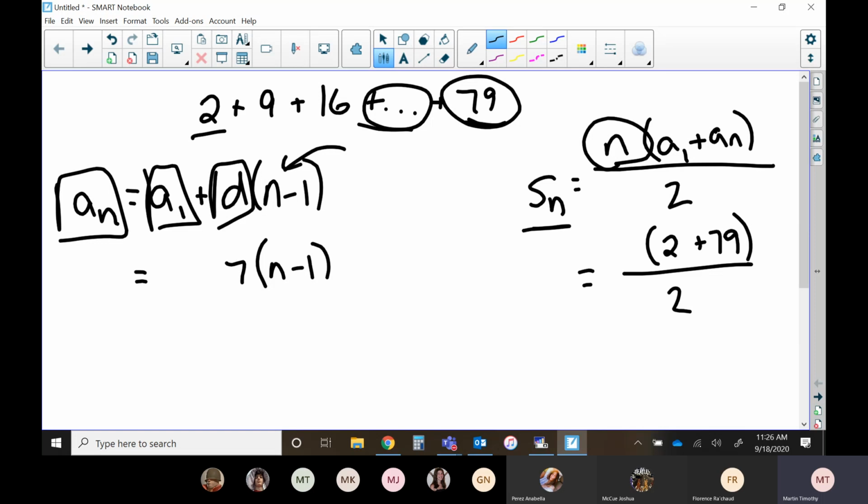I know I'm still going to have n. What's my first term? Now, here's the one that's a little tricky. What is the term that I'm trying to find? What is the last term?